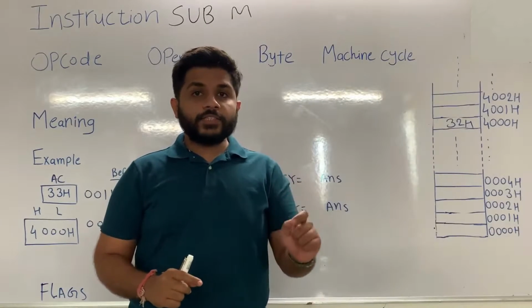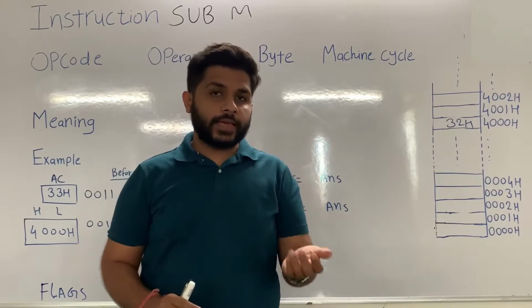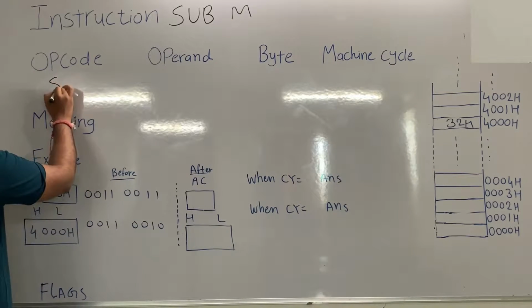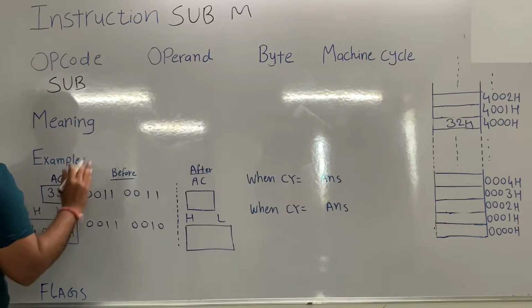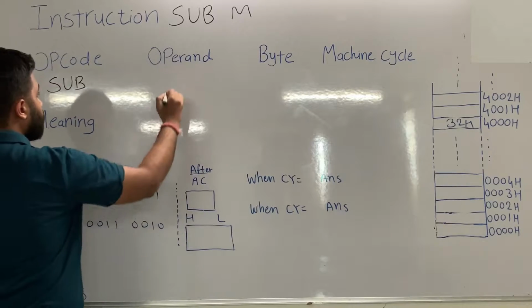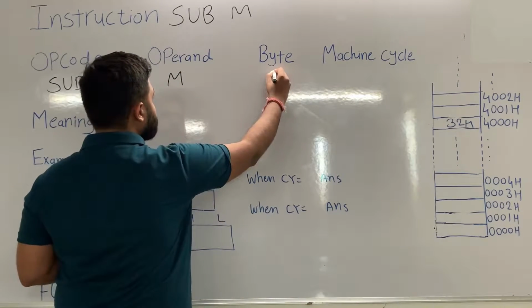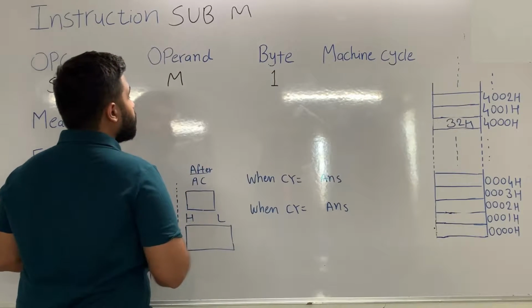So now let's see the instruction SUB M. For this instruction, the first part is the opcode, that is SUB. The remaining part is the operand, that is M. In this instruction, no data is present. It means this instruction is 1 byte.